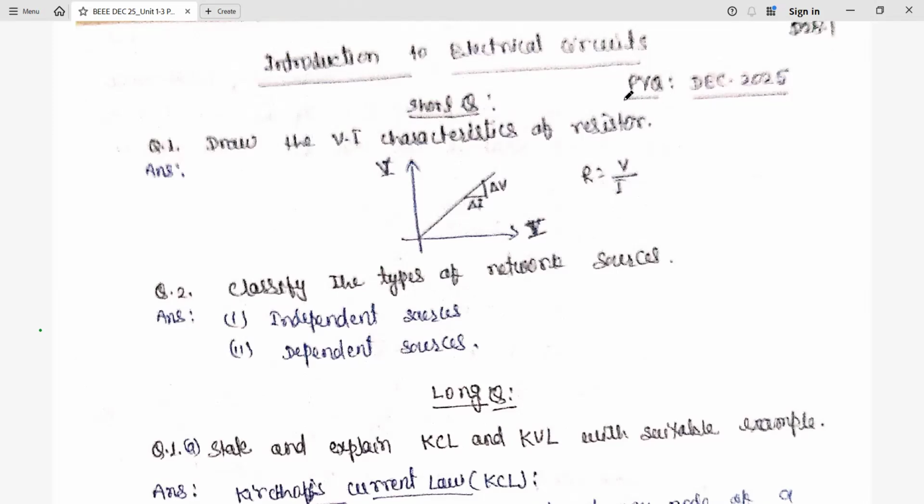Apart from this, we have a separate playlist available in which we have discussion about the previous other years' questions. So these are very important questions, and on the basis of these concepts, we'll be able to answer other questions.